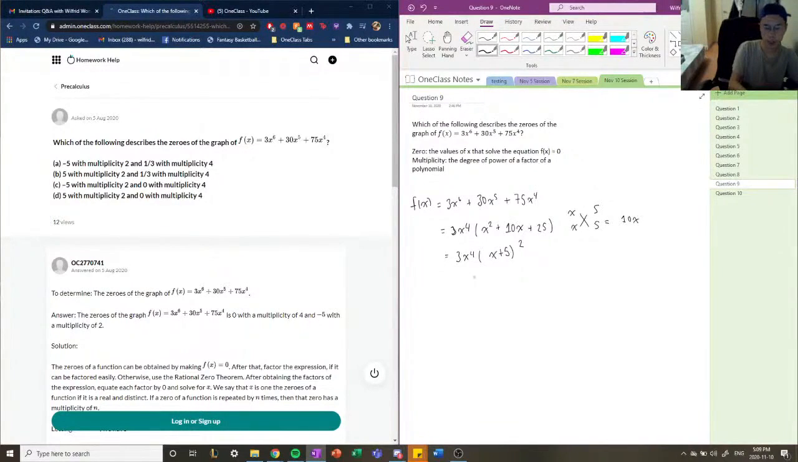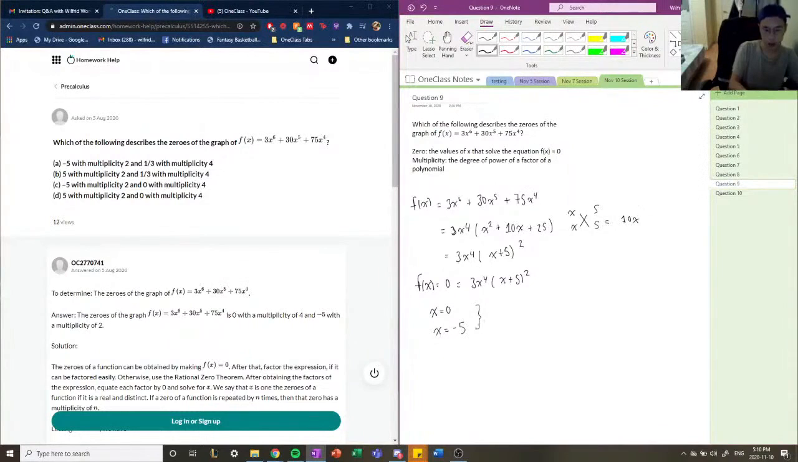Okay, so now we have found our factors, all right? And inside the factors are our zeros, the solutions that will make our equation true when f of x equals 0. Okay, so let's set f of x equal to 0, which equals 3x to the power of 4 times x plus 5 squared. Okay, so what values of x will make f of x equal 0? Well, for one, if x was 0, then 0 times whatever this is 0. So one solution is x equals 0. The other solution is if x equals negative 5. If x equals negative 5, this bracket here will equal 0, and 0 times whatever this term is 0. So x equals negative 5, and x equals 0.